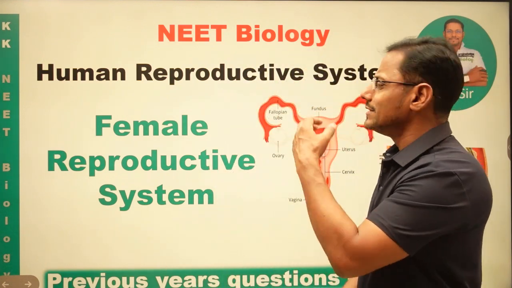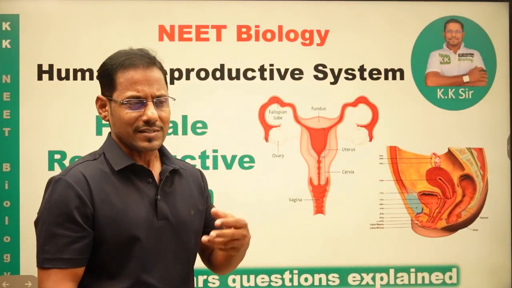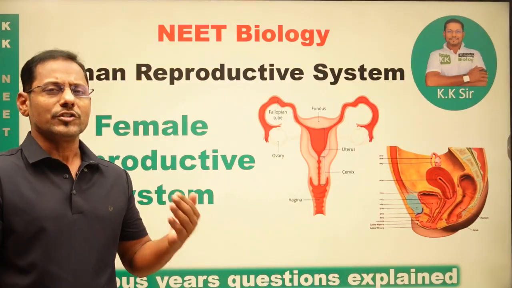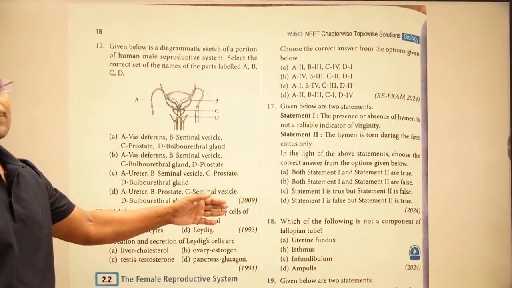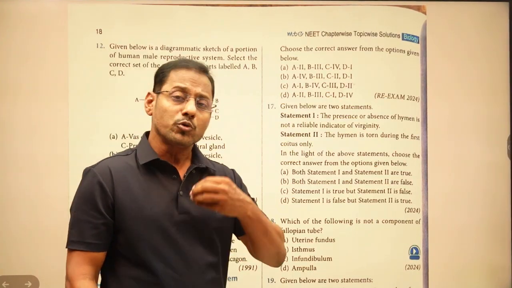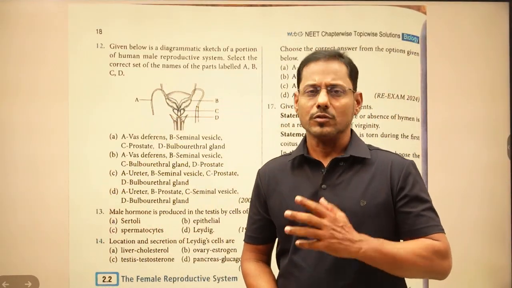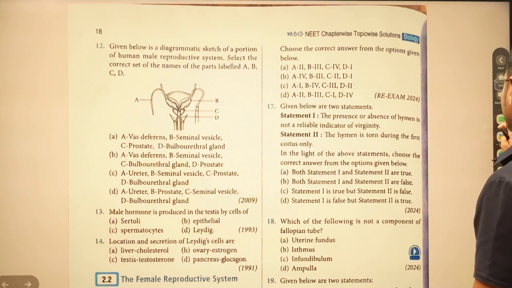Now we are going to discuss the female reproductive system. As we did for the male reproductive system, after the complete lecture we are going to discuss the previous questions which were asked in previous NEET examinations. After our lecture, we can check and evaluate ourselves up to what extent we can do these questions. Now we are going to enter into our session, the female reproductive system.